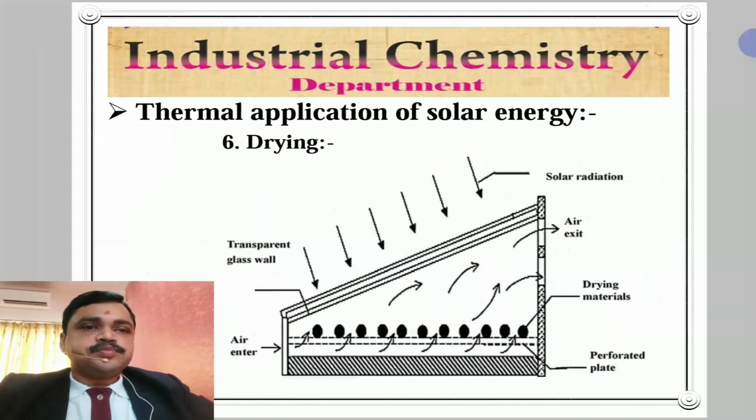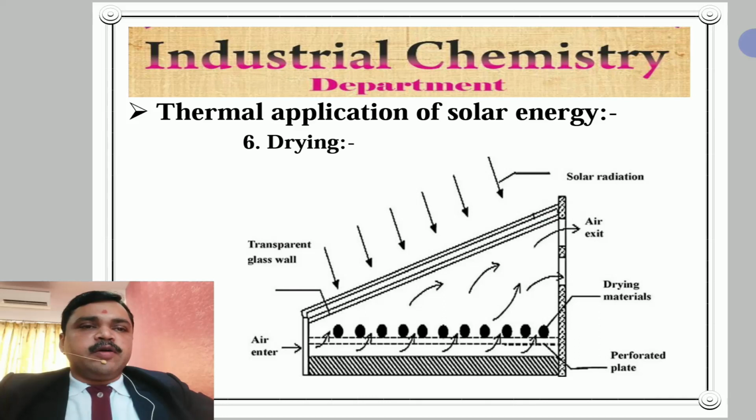This is shown in this figure. Temperature ranges from 50 to 80 degrees Celsius are usually attained. Please note that very important point. The temperature range in a cabinet type dryer is 50 to 80 degrees Celsius and the drying time ranges from 2 to 4 days. Typical products which can be dried in such devices are dates, apricots, chilies, grapes, etc. This is the cabinet type dryer.